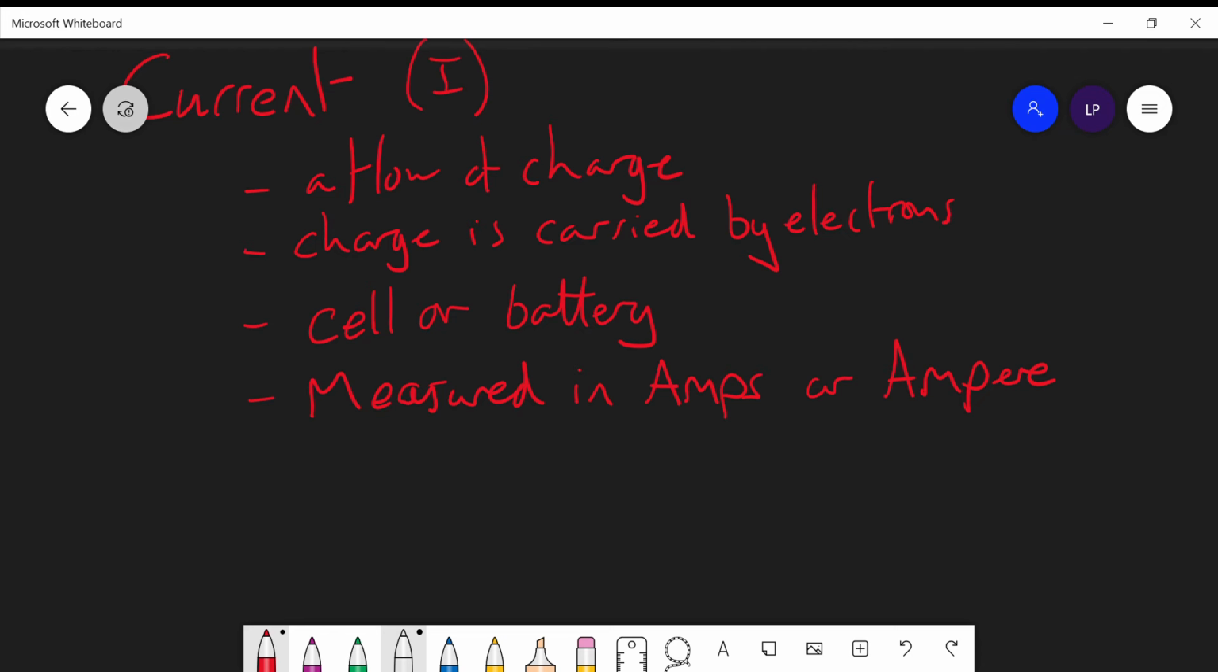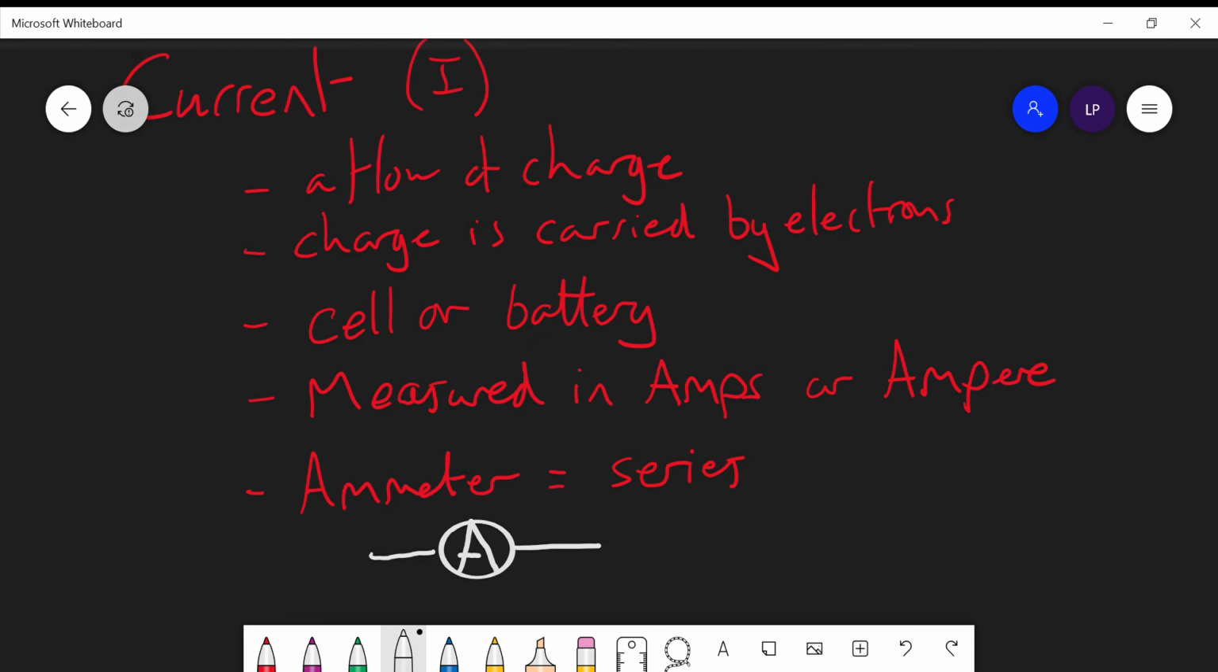How we measure current in an electric circuit is we use an ammeter, which is put in series, allowing the current to flow through and measuring it. Now, an ammeter is represented by this symbol, an A in a circle.